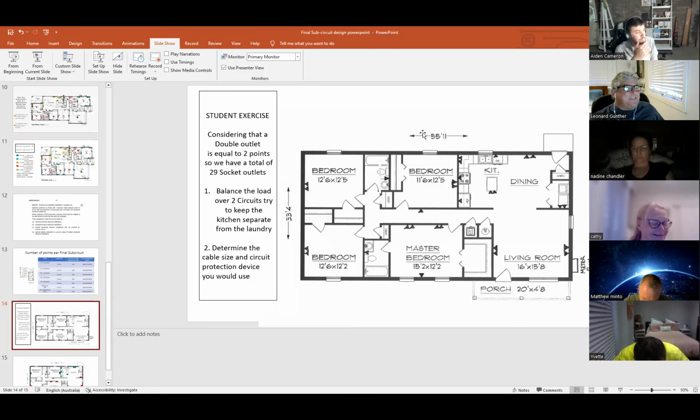Okay. So this is our little house we've got here. We've got a student exercise. So considering that a double outlet is equal to 2 points, we have a total of 29 socket outlets. So we counted up our little triangles here. So it says, for one, balance the load over 2 circuits. Try to keep the kitchen separate from the laundry. So we'll probably look at this as our laundry here. We look at probably going from the meter box to this point here, then from that point back to this point, and then across to there.